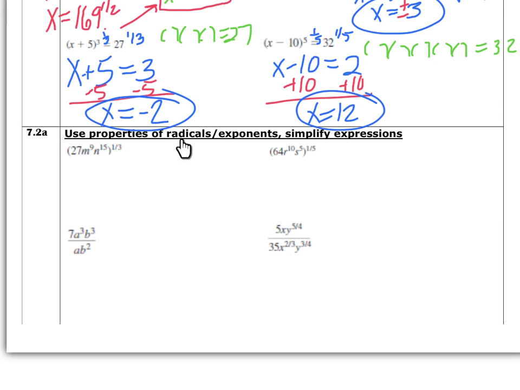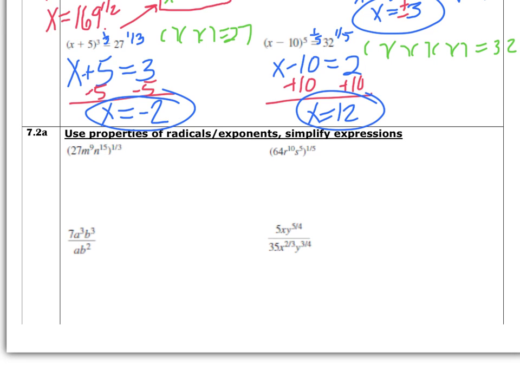7.2a is use properties of radicals and exponents to simplify expressions. This works just like Chapter 6 did with simplifying exponents, except we have fractional exponents this time. So try to remember those properties. First thing we want to do here is we have 27 m to the 9th, n to the 15th, all to the 1/3 power. Now I can't write this 1/3 of a time, so we can't use the expansion method. We have to use our tricks.